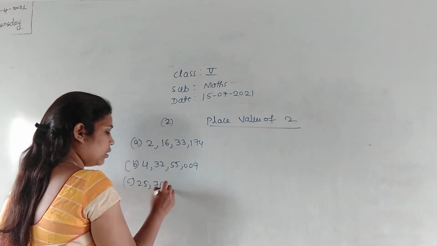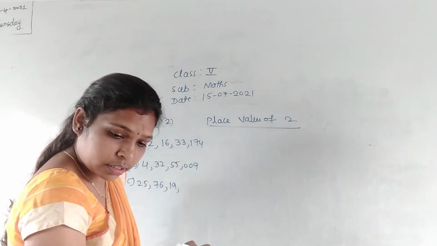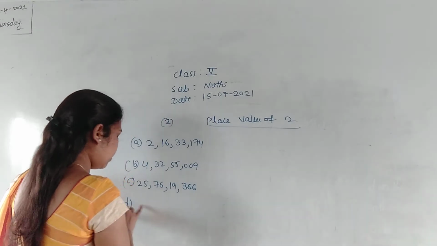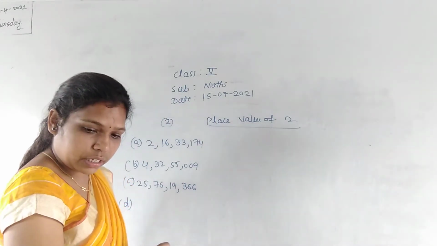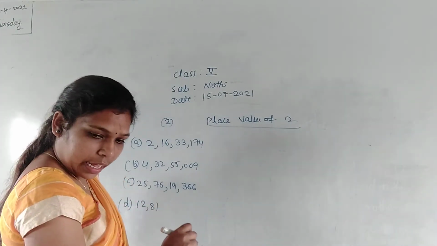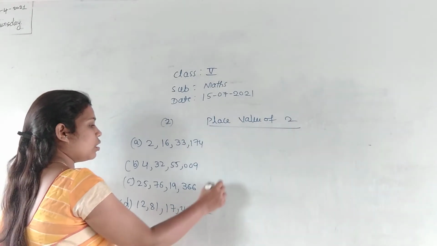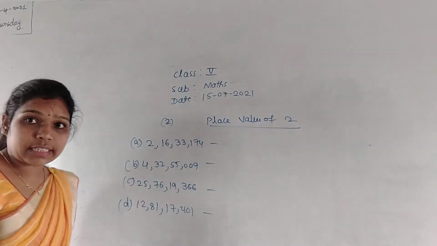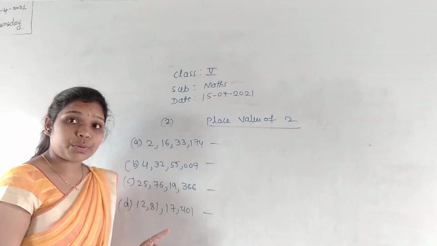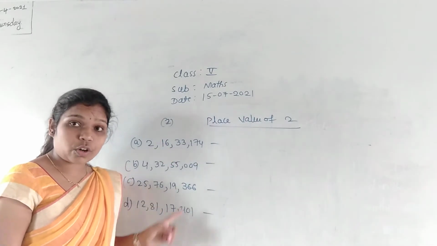25 crore 76 lakh 19,366. Next D one. 12 crore 81 lakh 17,401. Okay. So these are the 4 numbers they given, right? Now what we have to do here? We have to write the place value of 2 in each of that number.